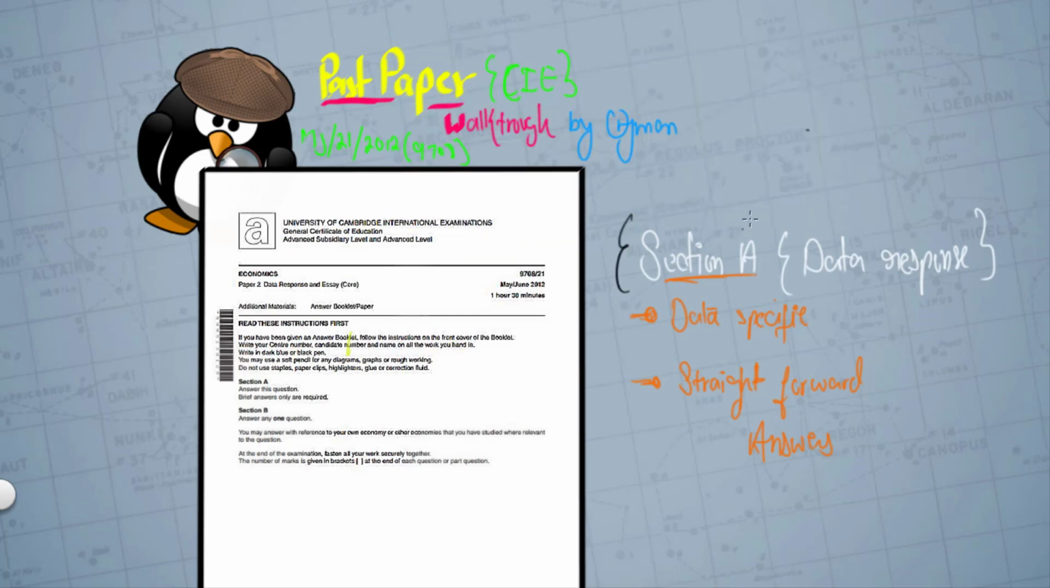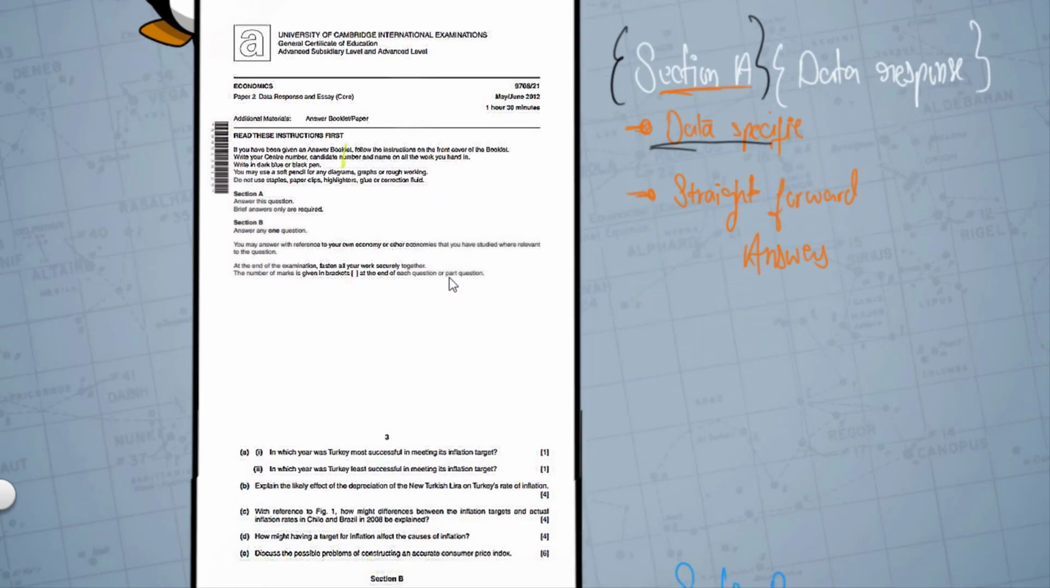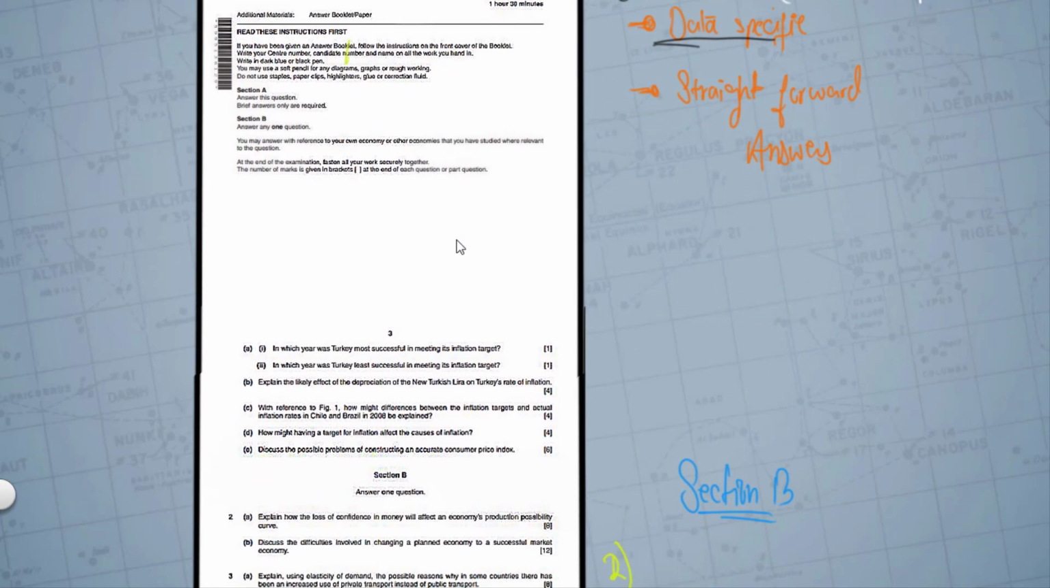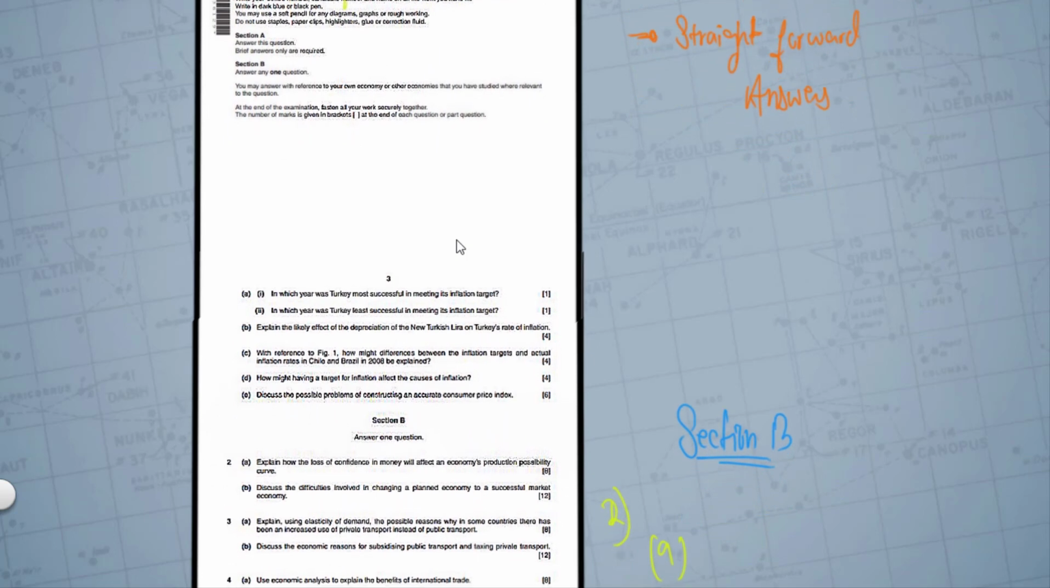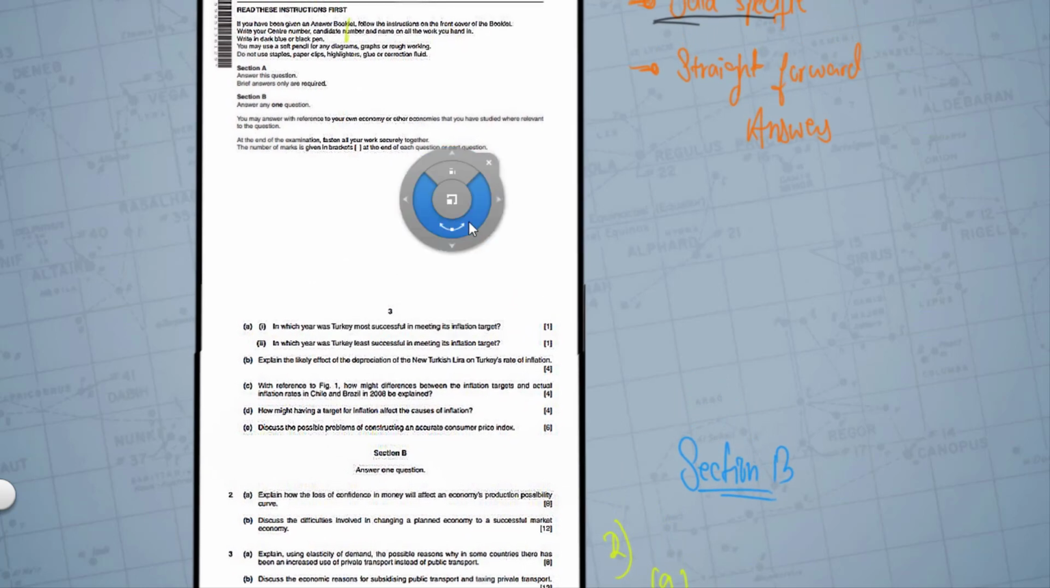Firstly, I will not be solving section A, and there are two reasons for this. Number one, the questions tend to be extremely data specific. What I'm trying to do over here is to provide you guys with a guide, a toolkit which you can use to answer all questions in your exam paper, especially for economics, because it is one of those subjects where the mark scheme doesn't really give you much information or much detail, to be honest, to be able to answer your questions. So let me just give you a simple example for that.